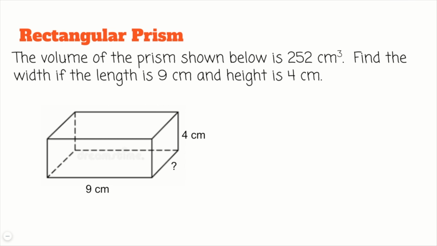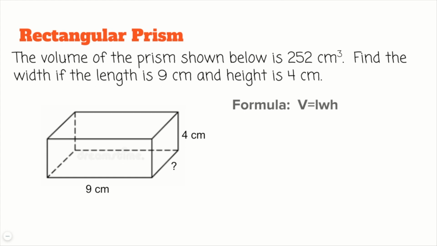In this video, we're going to work backwards with volume, which means we're going to actually have the volume, but we're going to use that to work backwards, so solving equations to find a missing side length. So let's look at a rectangular prism. If the volume of the prism shown below is 252 cubic centimeters, we want to find the width if the length is 9 and the height is 4.